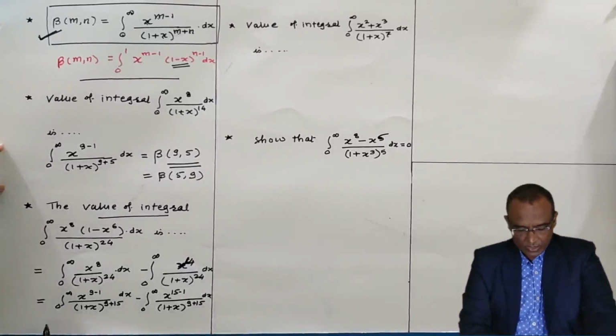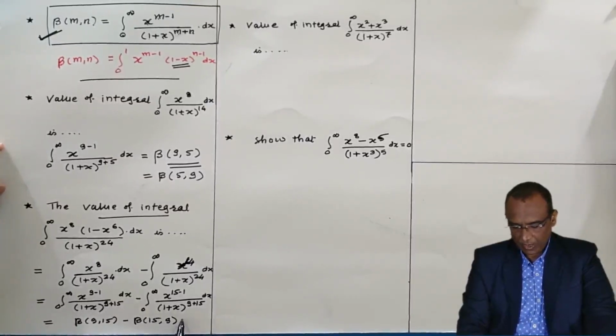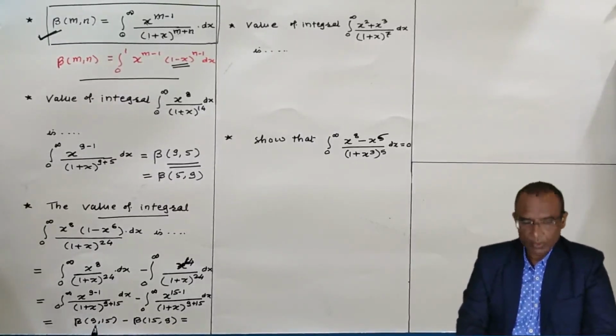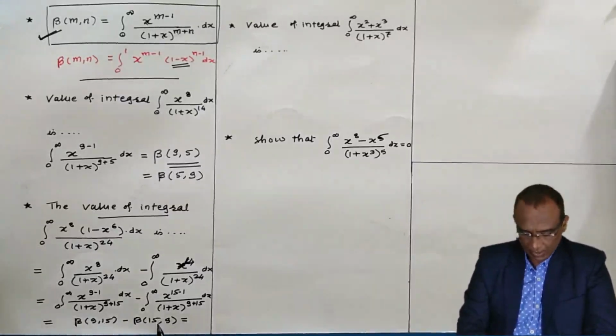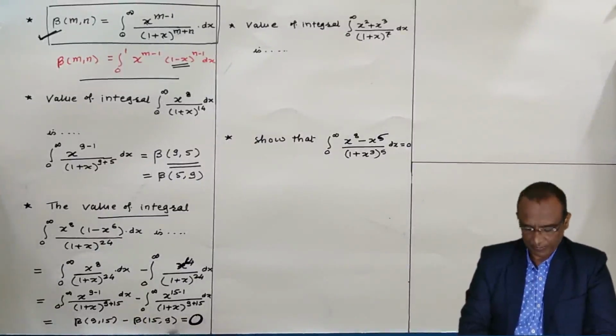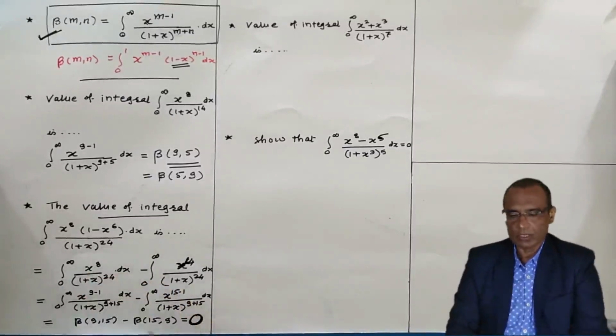Now, this is beta 9, 15 and this is beta 15, 9. And these two beta values are the same because beta function is commutative. Beta mn is beta nm. Beta 9, 15 is beta 15, 9. Means these two are the same and the minus sign is in between. This minus this is 0. The value of this integral is 0.